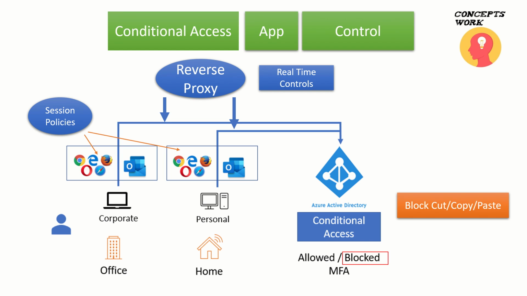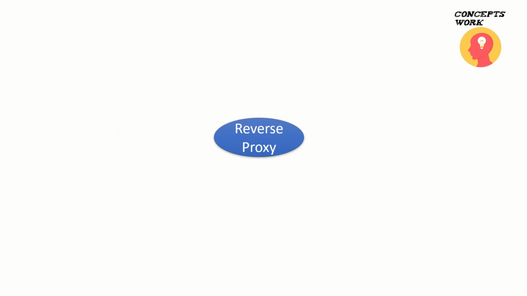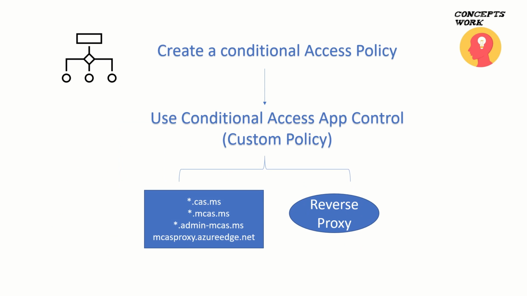So let's say once the user is allowed to access a particular resource, then the session control policies will get triggered. And that's the reason for creating a conditional access policy first and then routing the traffic through CASB endpoints, that means through reverse proxy endpoints. So in terms of implementing conditional access app control session control policies, you have to create conditional access first, then select the option which says use conditional access app control, and in the sub option category select custom policy.